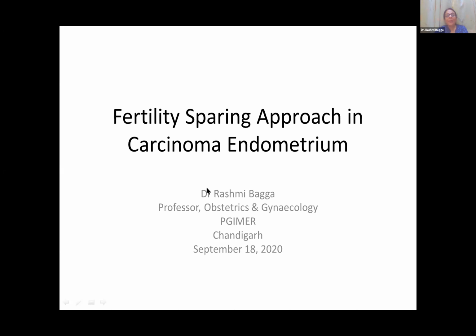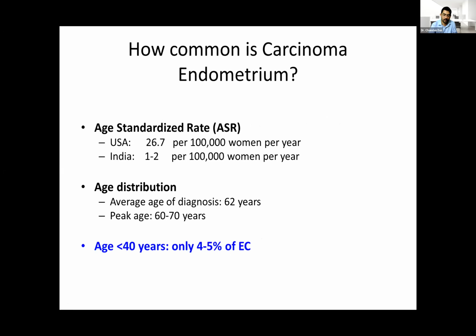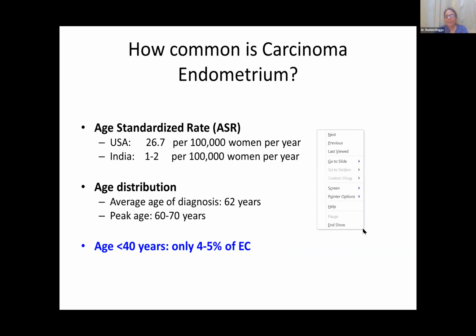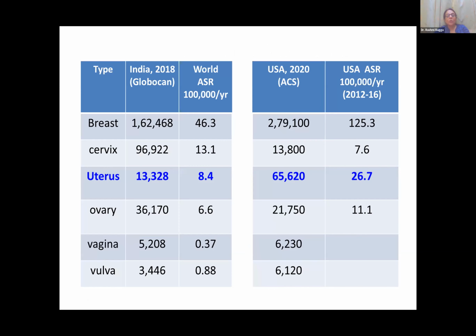Yes, ma'am. So my topic is fertility sparing approach in carcinoma endometrium. Just to know how often we will have to resort to this approach: we have a low incidence of carcinoma endometrium in our country, only 1 to 2 per 100,000 women per year as compared to a higher incidence in the USA. Of these, only about 4 or 5% will be women less than 40 years. So we will encounter approximately 13,000 women with uterine cancer per year in India, only 5% of them will be less than 40, and a few of them may require a fertility sparing approach.